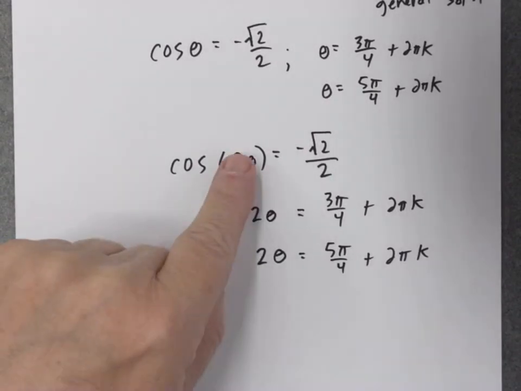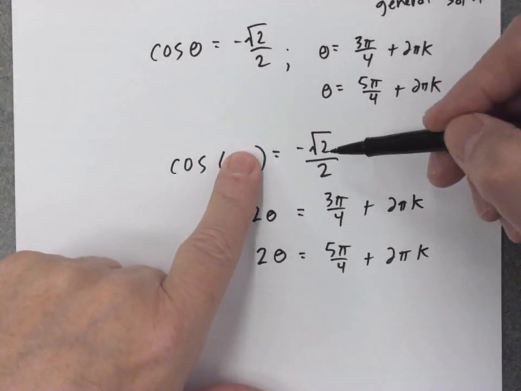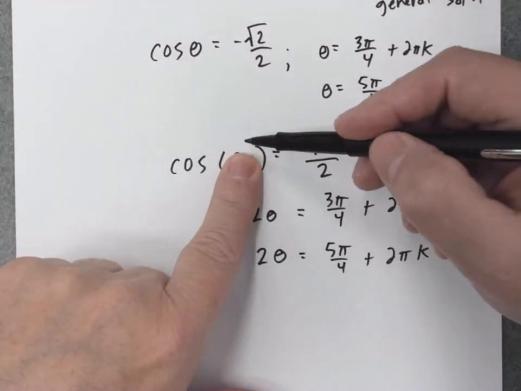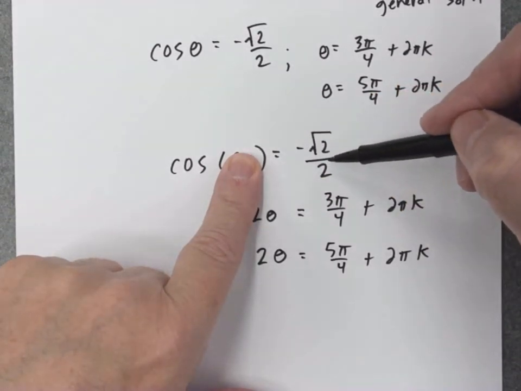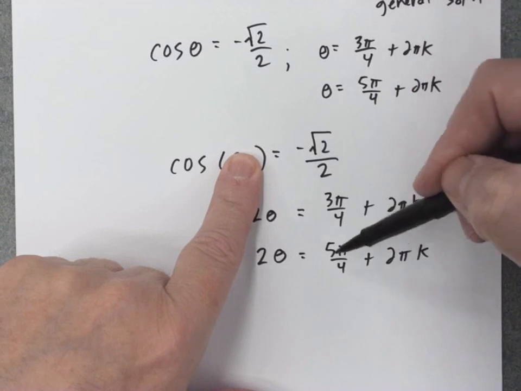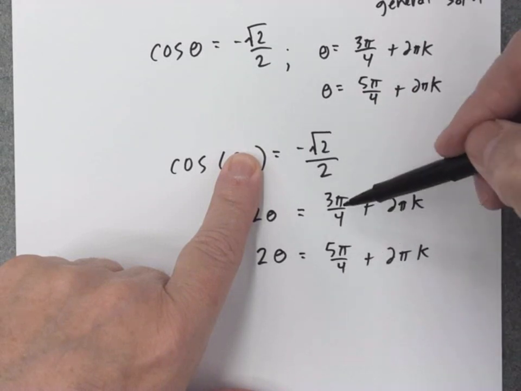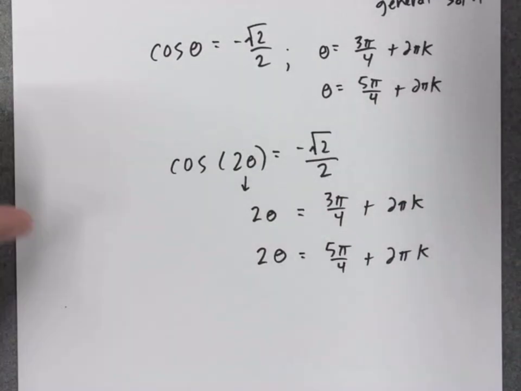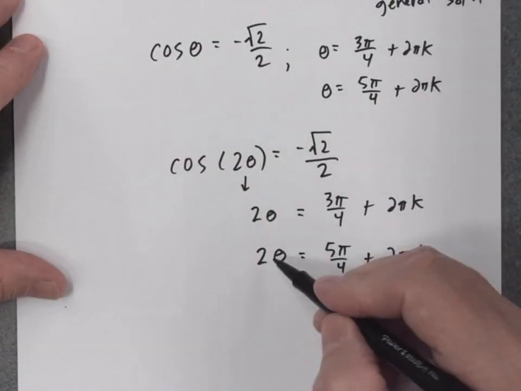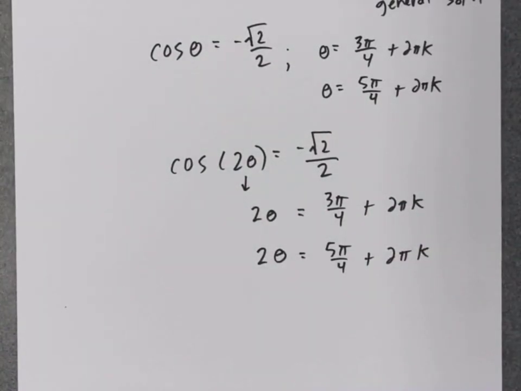In other words, initially I'm looking for the angles where the cosine of something is negative square root of 2 over 2, and those angles are 3 pi over 4 and 5 pi over 4. And then once I find my angles, I go ahead and take what's inside the cosine function and just place it here.